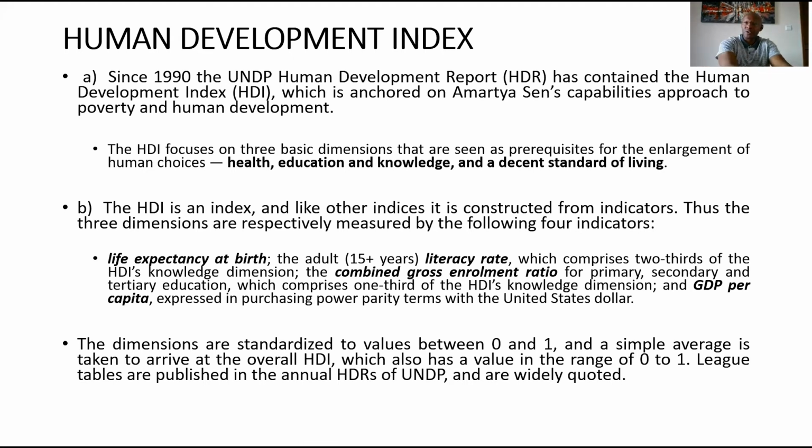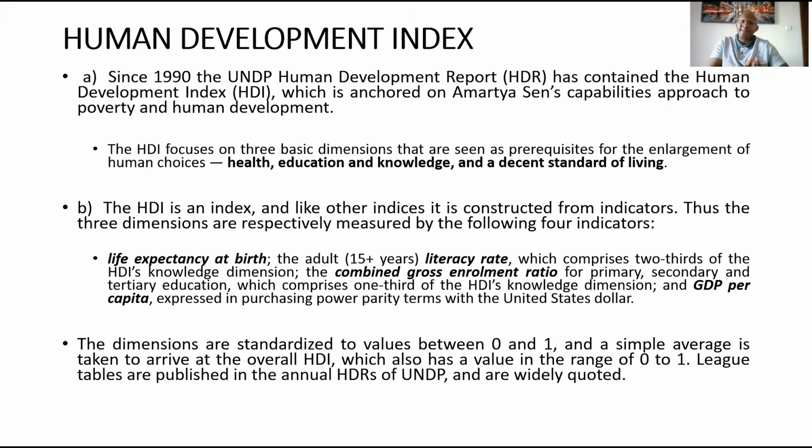One of the indicators that is used in the HDI is life expectancy at birth. And then it also uses literacy rate, which comprises 2/3 of HDI's knowledge dimension. And then it also uses the combined gross enrollment ratio for primary, secondary, and tertiary, which comprises 1/3 of the HDI's knowledge dimension. And then it uses GDP per capita expressed by what we call the purchasing power parity in US dollars. Now, these are things you can read a little bit more in detail, but this is really to quickly highlight what they are.